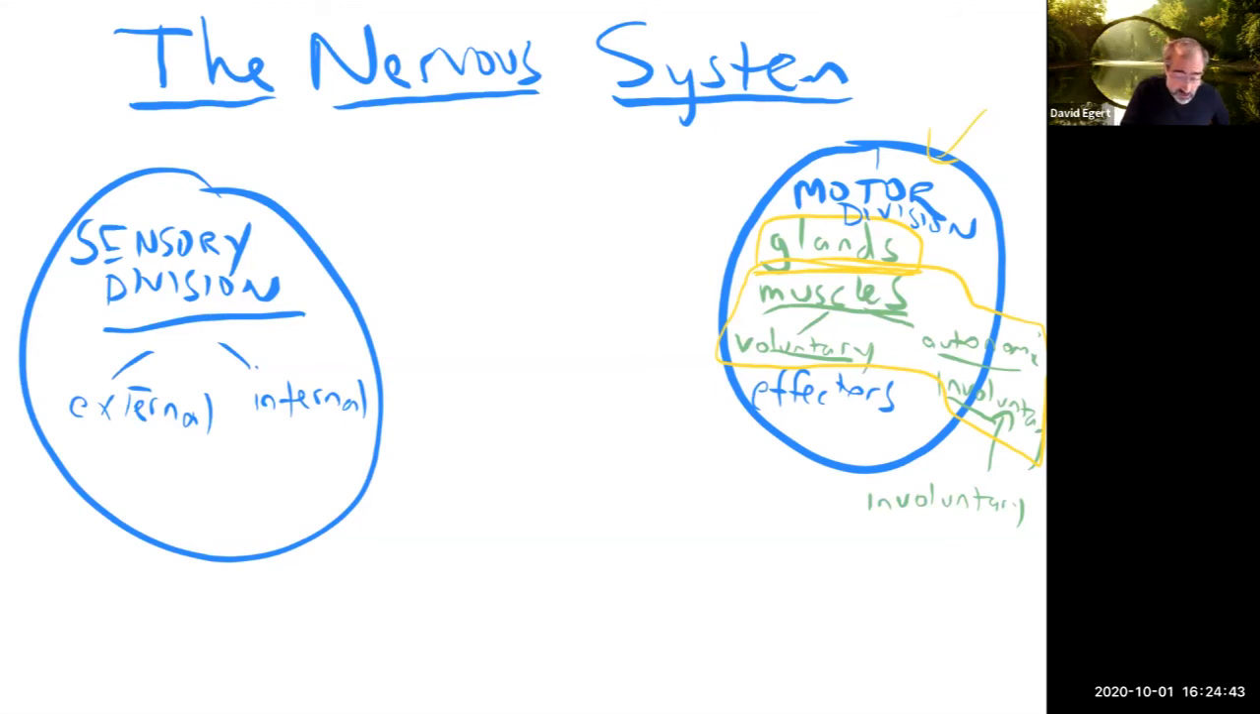But there's a lot of internal information too, like what is your blood pressure? What kind of food is currently in my stomach? What is the pH of my blood at the moment? Things like that. So there's a lot of information about your internal state that you are not consciously aware of, but that still is being detected and processed by your nervous system. And we'll be talking about that.